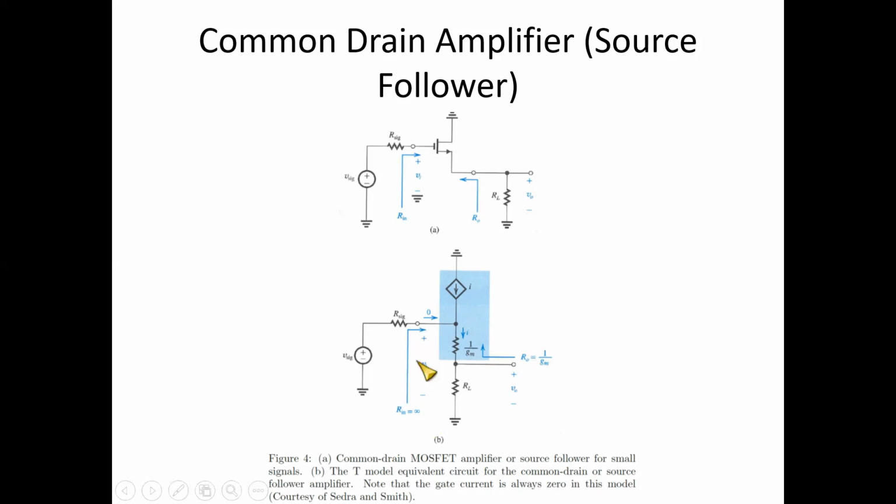So Rin is infinite again, and Ro is the value where we need to ground the input side, and then 1 by gm comes in parallel with RL. Since 1 by gm is much smaller, Ro will be equal to 1 by gm itself. Or if you want to be more accurate, then Ro can be 1 by gm in parallel with RL.